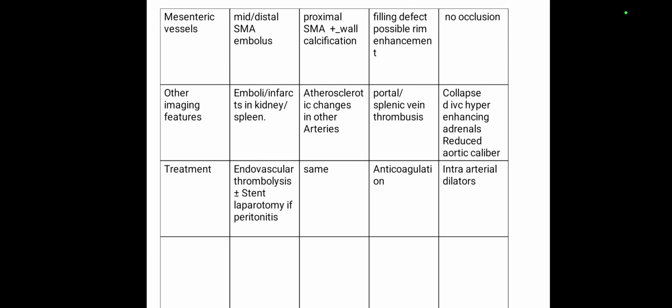In non-occlusive mesenteric ischemia, the constellation of signs what we get in case of a global hypoperfusion, that is collapsed IVC, there could be hyperenhancing adrenals and reduced aortic caliber.